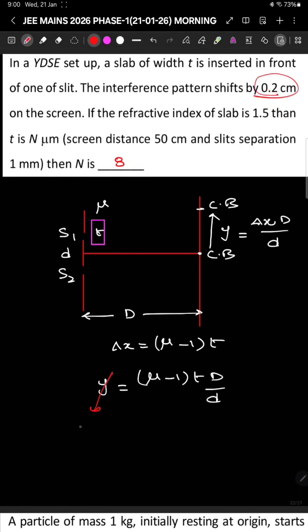The y value is given as 0.2 centimeters, converted into meters. Here the mu value is given as 1.5. Capital D is given as 50 centimeters, converted into meters. Small d is given as 1 millimeter, converted into meters. From this you can find the thickness of the glass slab.